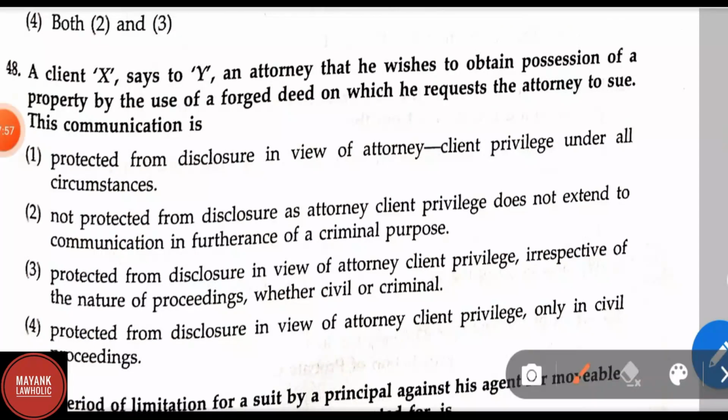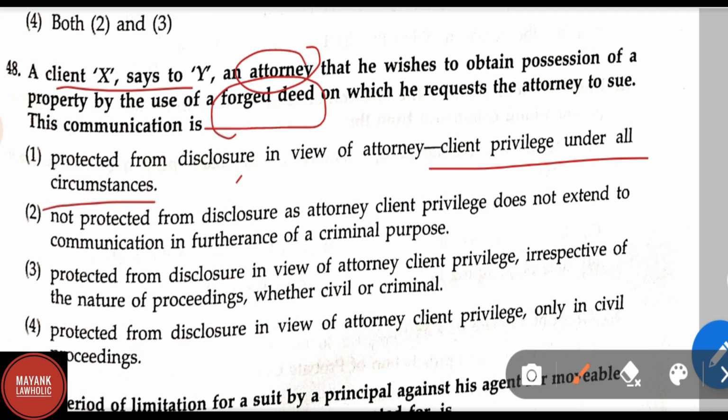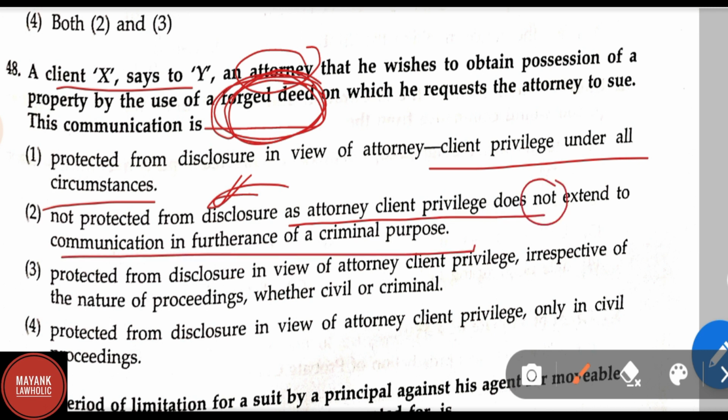Question number 48. A client X says to Y, an attorney, that he wishes to obtain possession of a property by the use of a forged deed on which he requests the attorney to sue. This communication is: option 1, protected from disclosure in view of attorney-client privilege under all circumstances. This seems to be inaccurate because there is a forged deed coming into the picture. So this option is definitely inaccurate. Option 2, not protected from disclosure as attorney-client privilege does not extend to the communication in furtherance of a criminal purpose. This is the right answer.